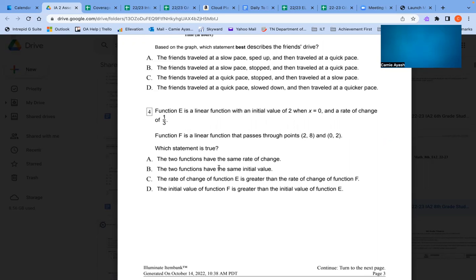A, the two functions have the same rate of change. B, the two functions have the same initial value. C, the rate of change of function E is greater than the rate of change of function F. D, the initial value of function F is greater than the initial value of function E.